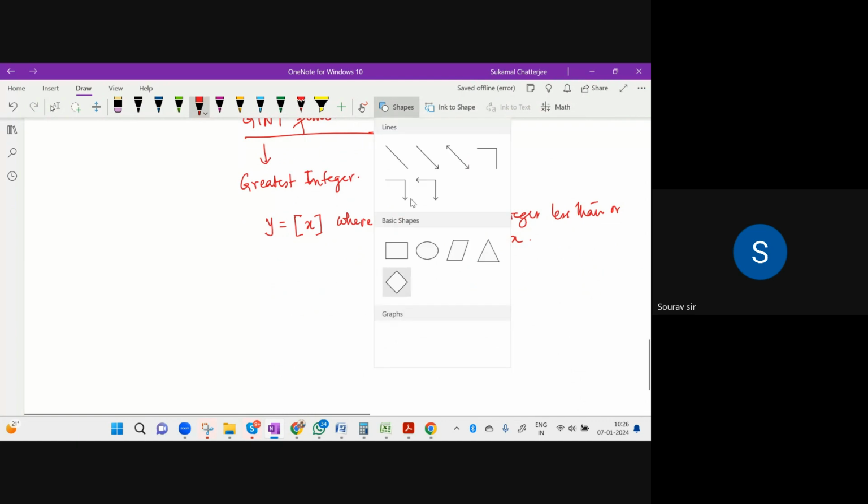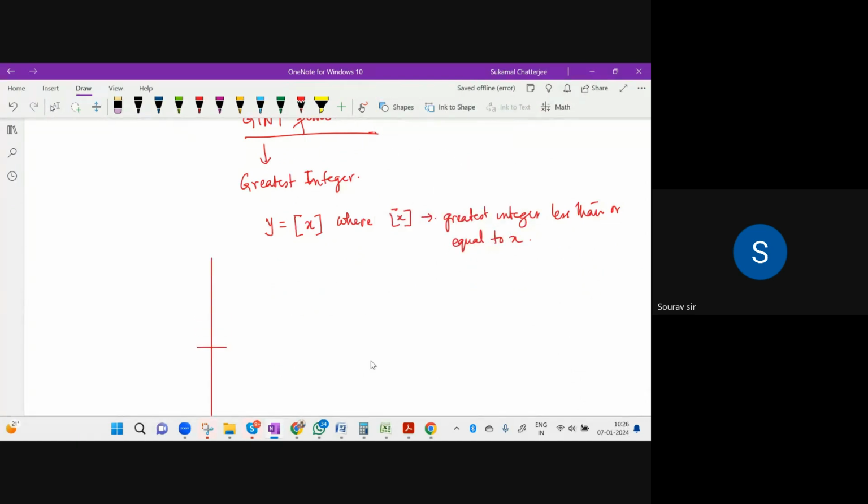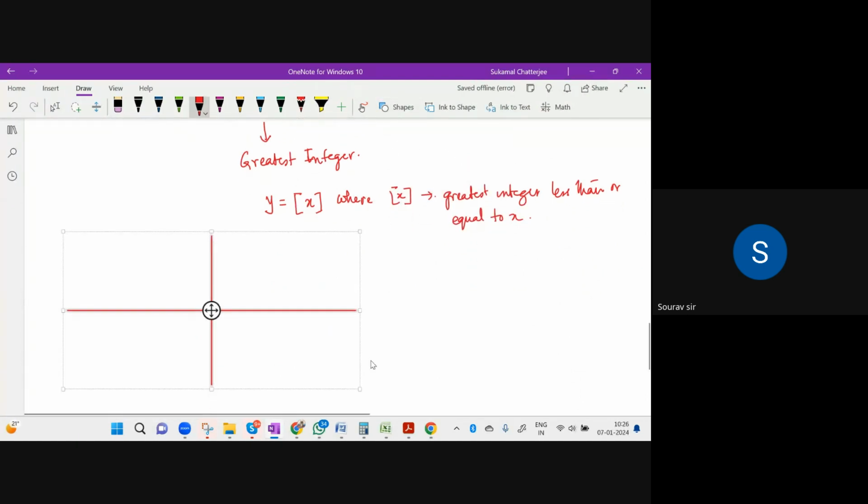So let us write down the values, x versus y. Let's start from 0. When x is 0, y is 0. When x is lying between 0 and 1, that is, x is greater than 0 and less than 1, what would be the value of y?